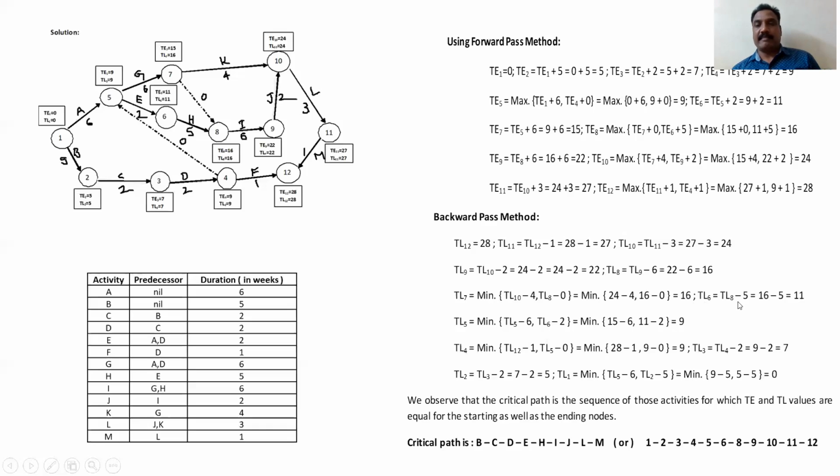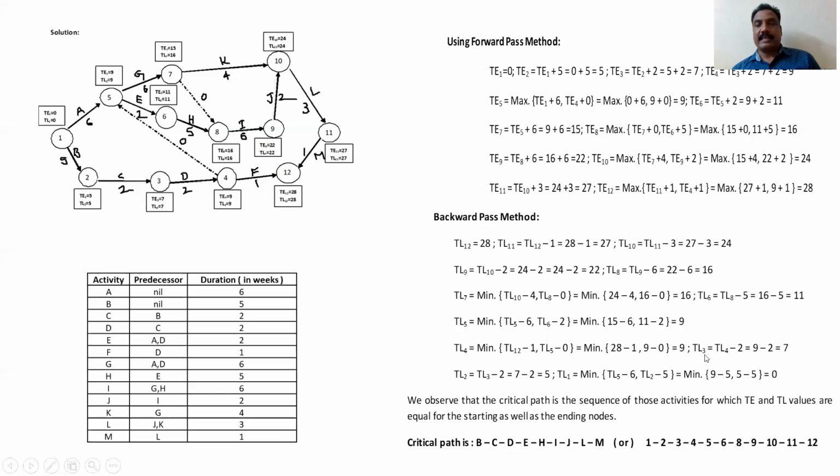TL6 is TL8 minus 5, that is equal to 16 minus 5, that is equal to 11. TL5, minimum of TL7 minus 6 or TL6 minus 2. 15 minus 6 or 11 minus 2, that is 9 minimum. So TL4 is this, minimum of TL12 minus 1 or TL5 minus 0, the minimum of these two is 9.